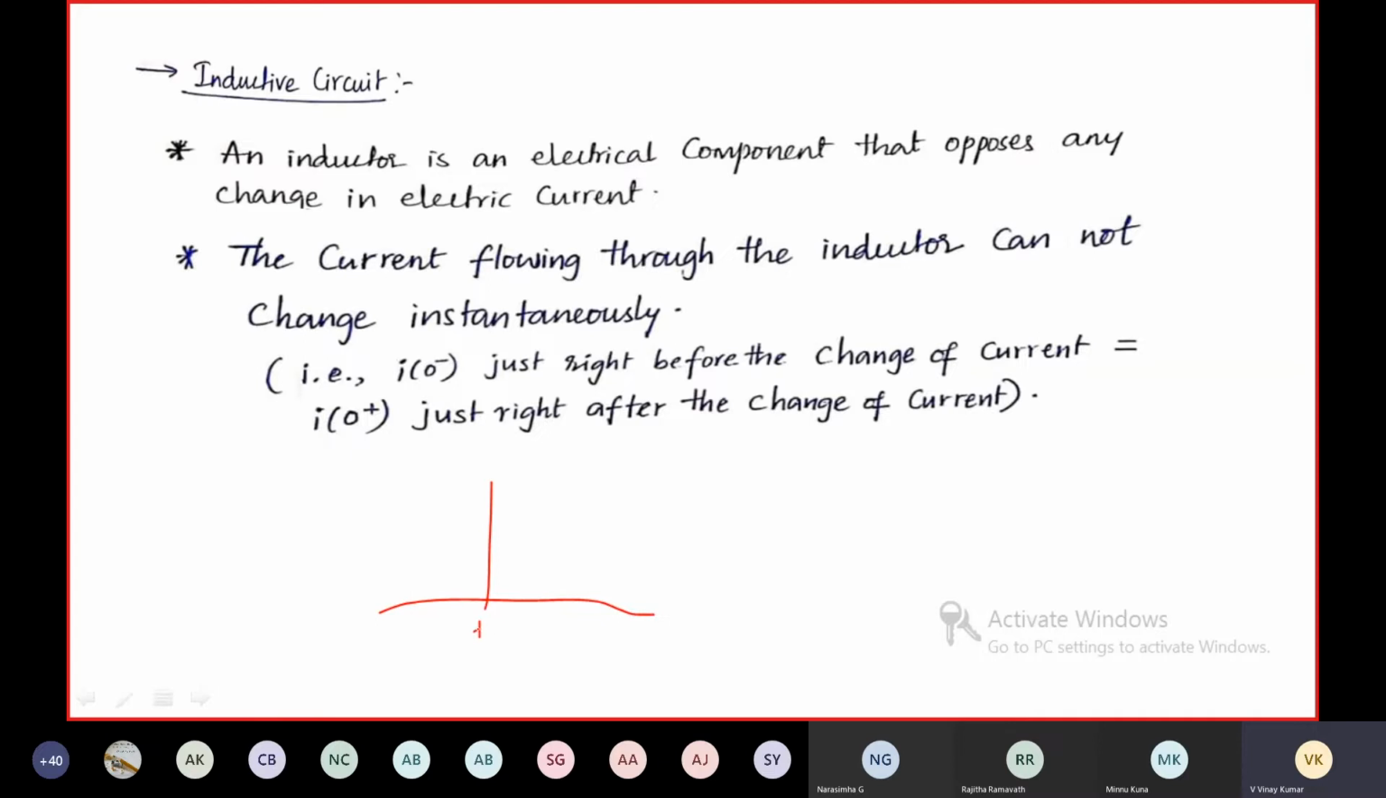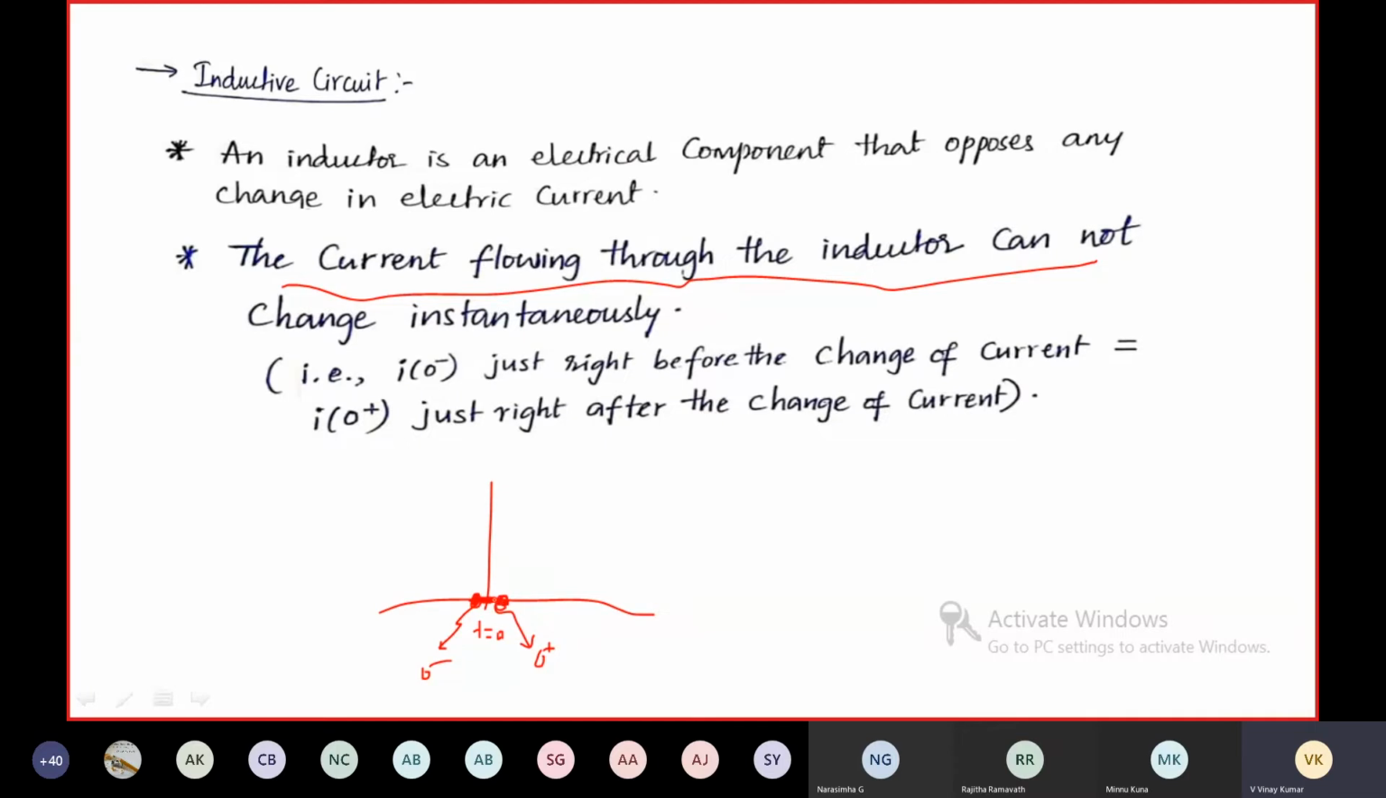So this instant is t is equal to 0. This instant is t is equal to 0 minus, and this instant is t is equal to 0 plus. Here the current flowing through the inductor cannot change instantaneously. Instantaneously means within 0 time the current doesn't change. Whatever current is available at t is equal to 0 minus, the same current will be available at t is equal to 0 plus.